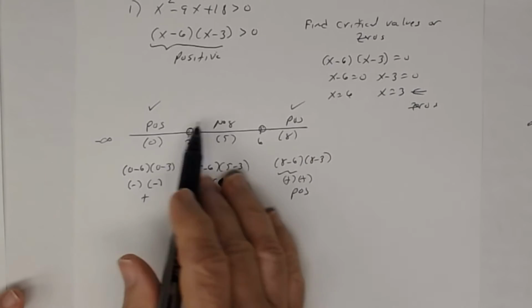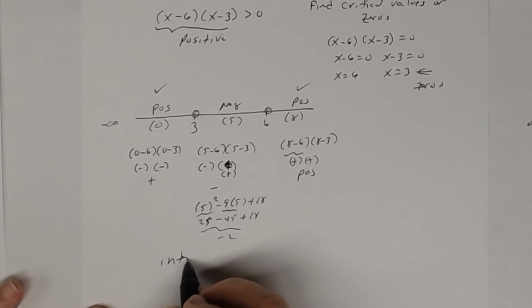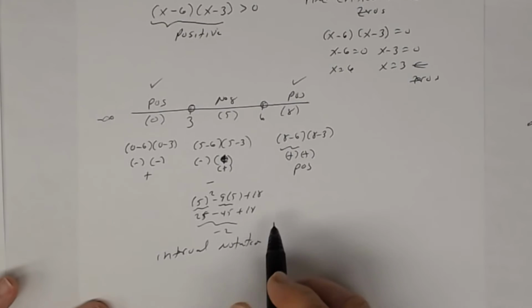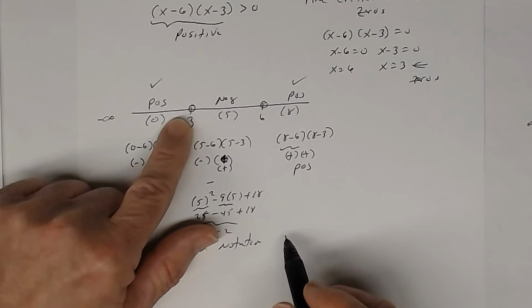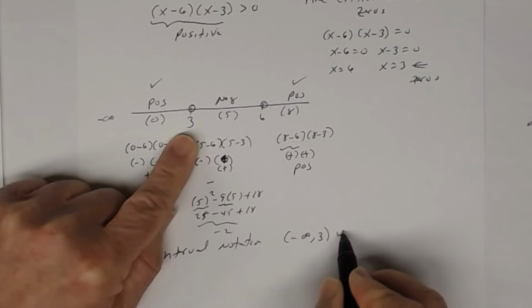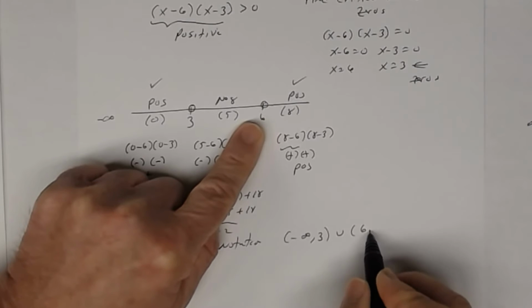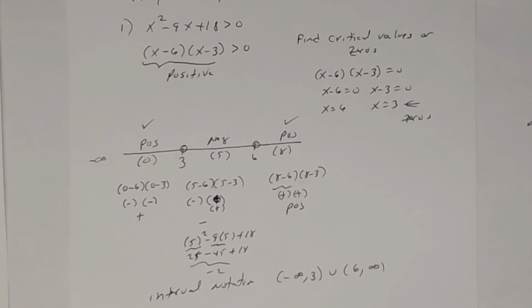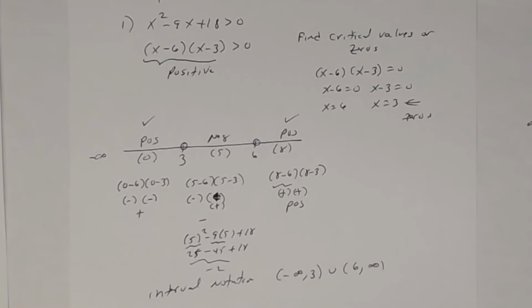So you're done. You just indicate the answer now. So the interval notation, the solution: any real number from negative infinity to 3, with parentheses, union, and then 6 to infinity is a solution. Okay, so that's number 1. That's all you do. That's how you can do this problem.